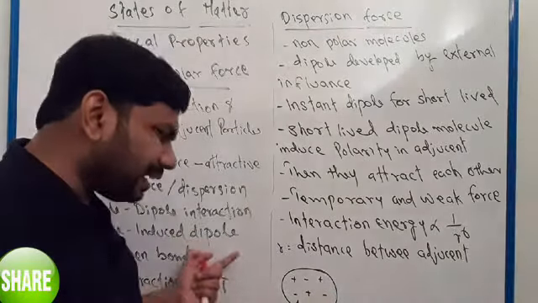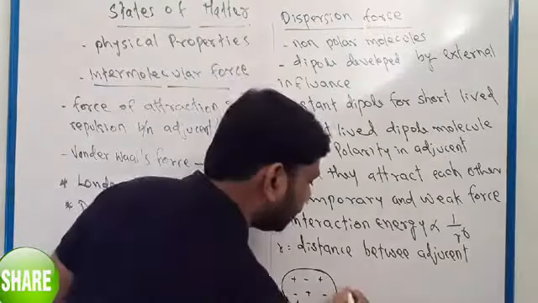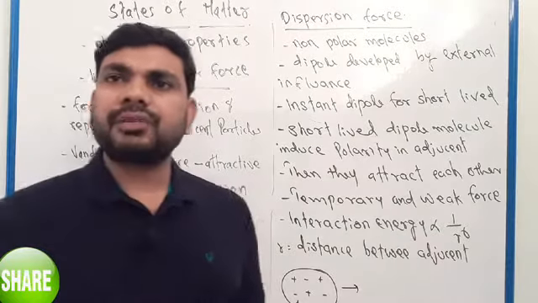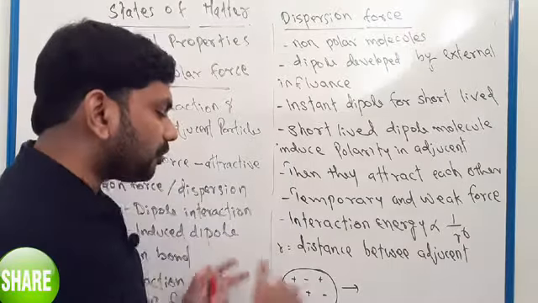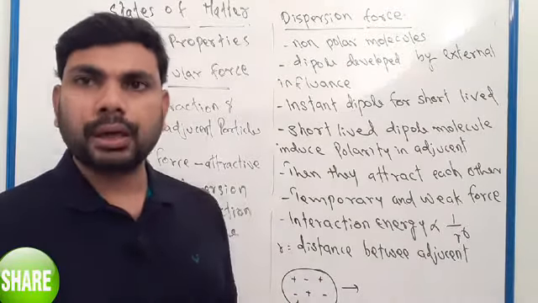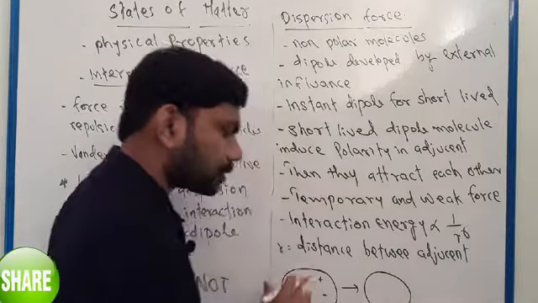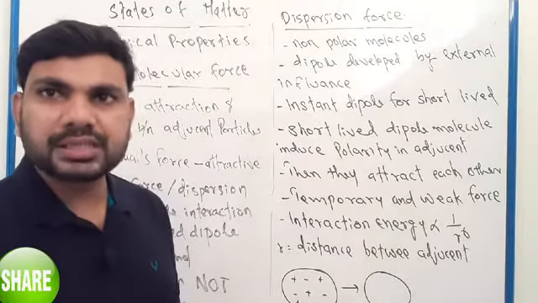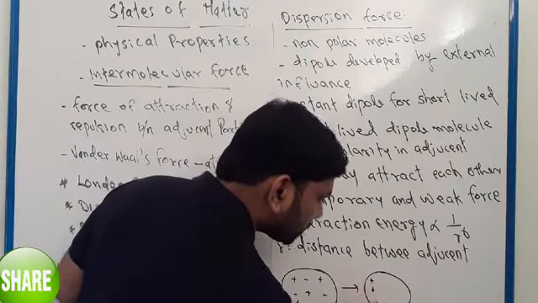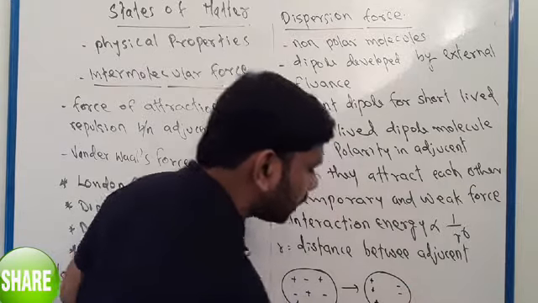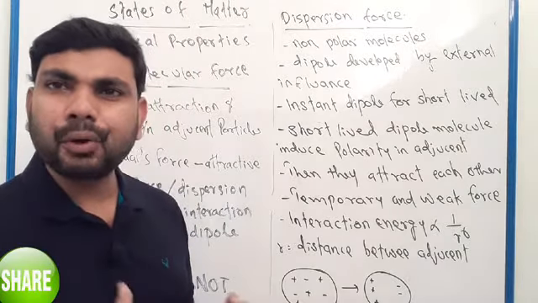Because of some external influence, such as radiation or lightning, this type of non-polar molecule becomes polar. Becoming polar means that actually it was non-polar, with positive and negative charges uniformly distributed. Because of some external influence, all positive charges came to one side and all negative charges came to the other side. Now it has become polar, and this is a temporary polar molecule.